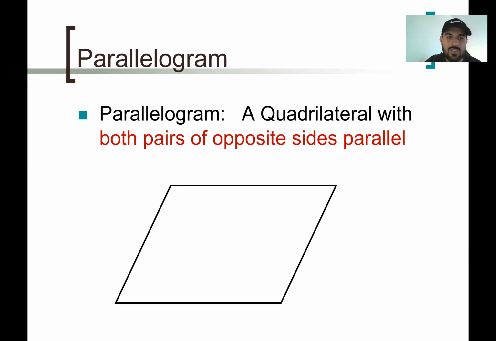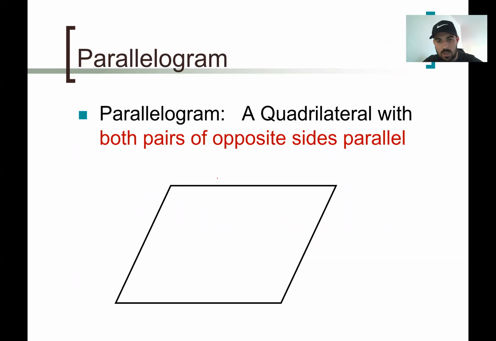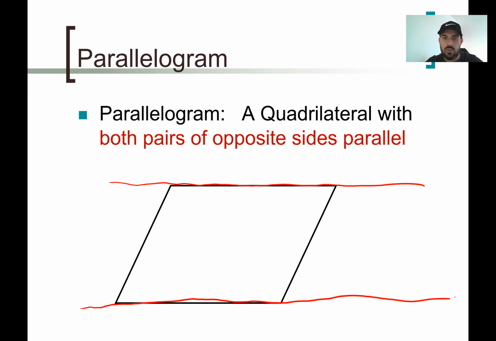All right. So the first thing we have is a parallelogram, and the way we classify a parallelogram is when a quadrilateral has both pairs of opposite sides parallel. Now, what does parallel mean? If we take a look, if these lines continue to go, if the opposites continue to go on forever, notice that they will never cross each other. So when two lines of opposite sides never cross, they're called parallel.